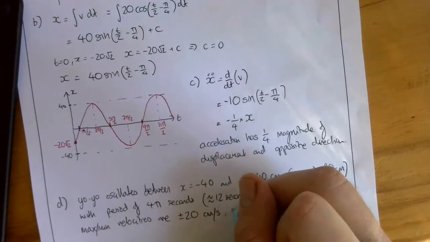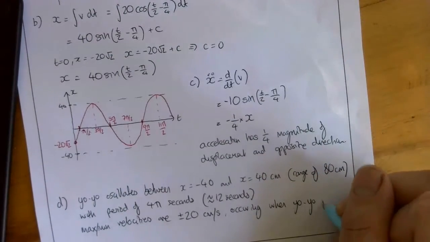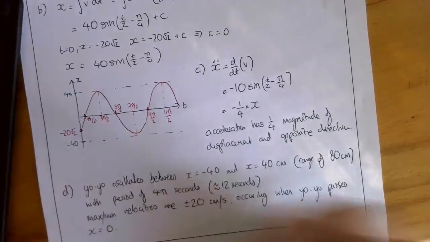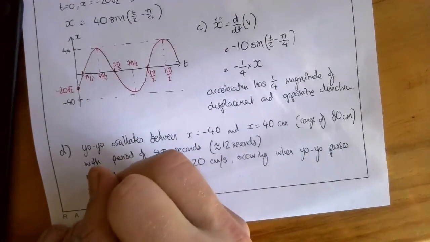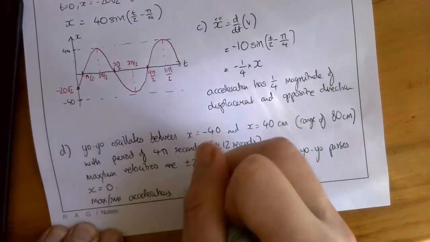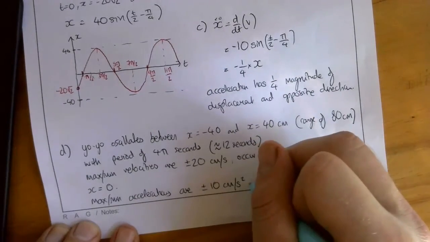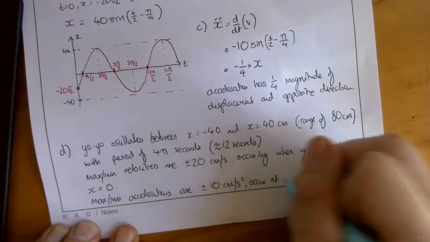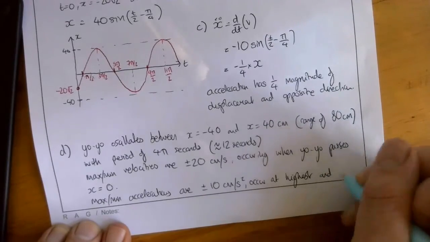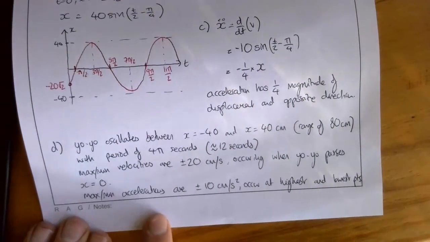And they occur when the yo-yo passes the point which is at the center of its oscillation, x equals 0, and then the max and min accelerations are plus or minus 10 centimeters per second squared, and they occur at the max and min points, or the highest and lowest points. Maybe that's the best description of the motion we can give, right?